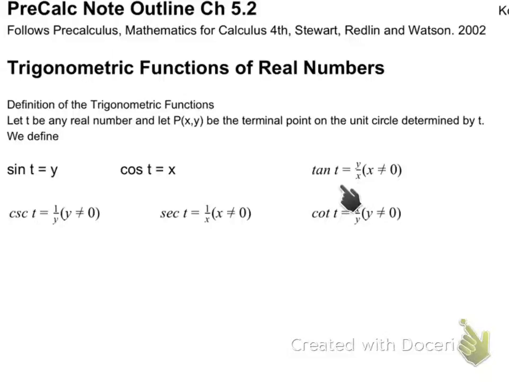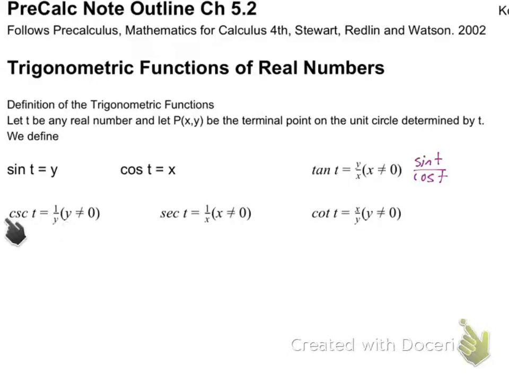Well, if it's y over x and y is equal to sine, x is equal to cosine, that means that tangent is just the sine of t over cosine t. You guys remember that? It's one of the first trig identities that you probably would have learned, where you can change tangent into sine over cosine.